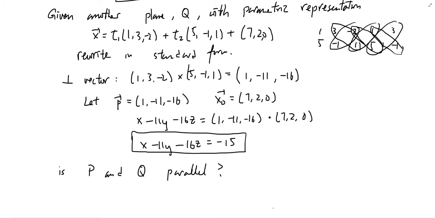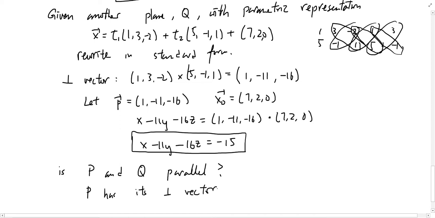So what is the better way to determine if they are parallel or not? It is by looking at the perpendicular vector. So in this case, you can see that P has its perpendicular vector. What is that? (1, 2, negative 1)?